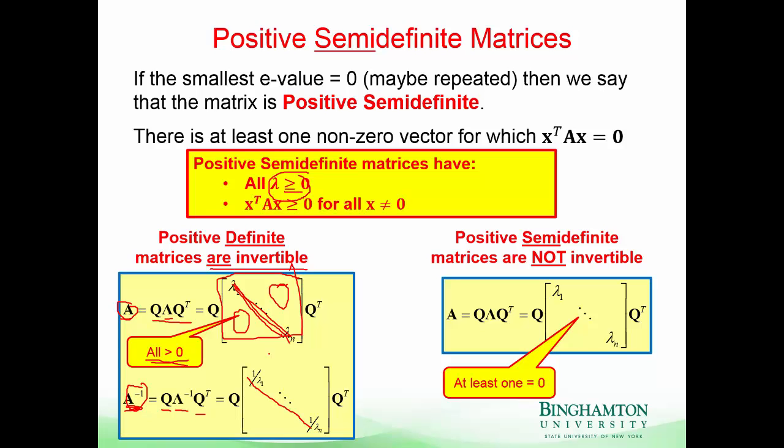Now things are not quite so good as far as inversion for positive semi-definite. Positive semi-definite matrices are not invertible. That's because at least one of these numbers is equal to 0. When we try to form the inverse, we need these reciprocals. And when we take 1 over 0 for that one 0 term, things go wrong. We can't evaluate 1 over 0, so the inverse does not exist. That's an important distinction between positive definite and positive semi-definite.